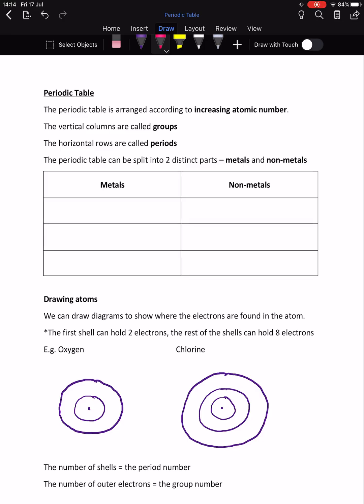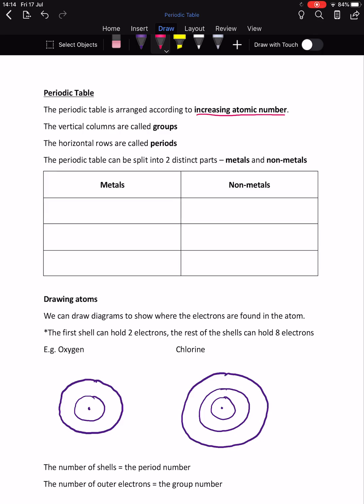In this video, we're going to look at the periodic table and drawing atoms. So the periodic table is arranged according to increasing atomic number. The vertical columns are called groups. The horizontal rows are called periods.